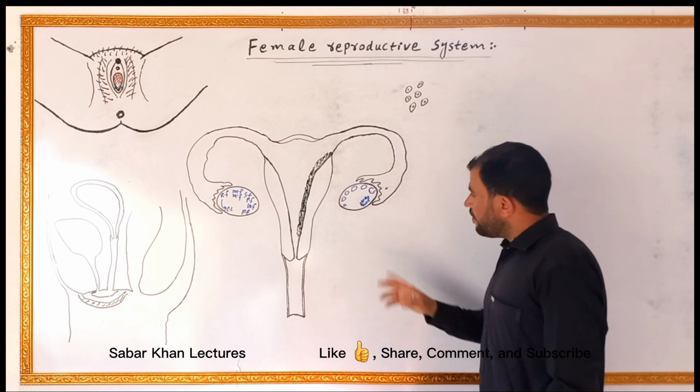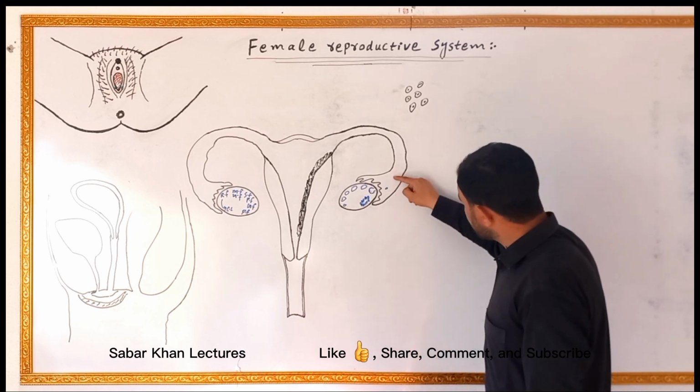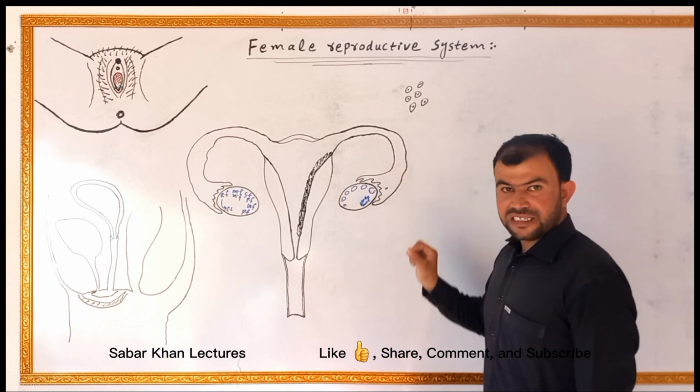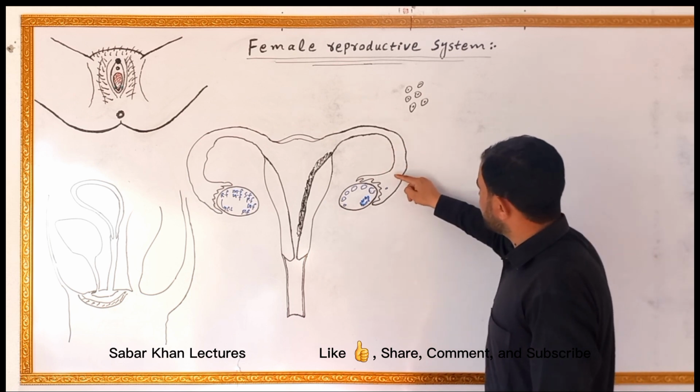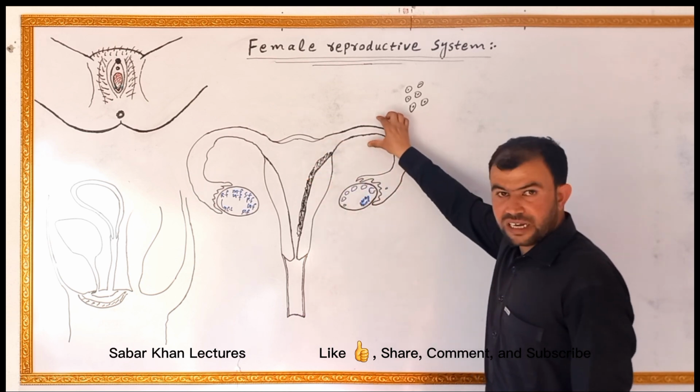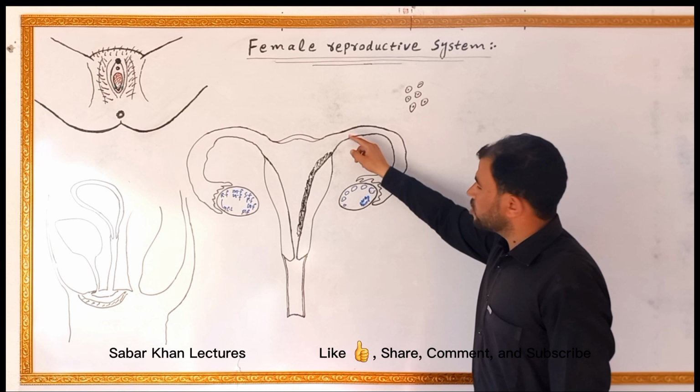where the egg and sperm unite with each other and fertilization takes place. If there is no fertilization, the secondary oocyte is resorbed by the oviduct here, and if fertilization takes place, then the fertilized egg is pushed towards the uterus by the muscular contractions of the uterine tube and by the cilia present in the uterine tubes.